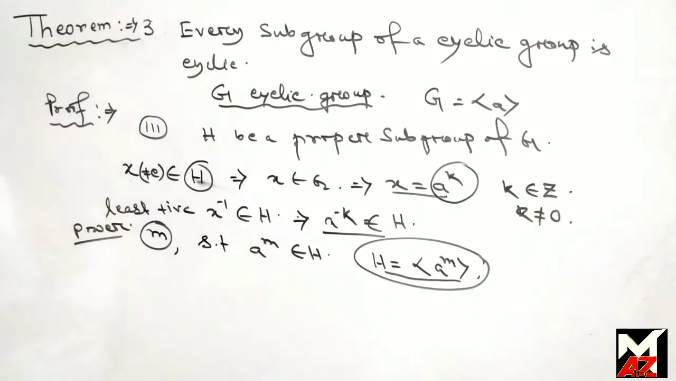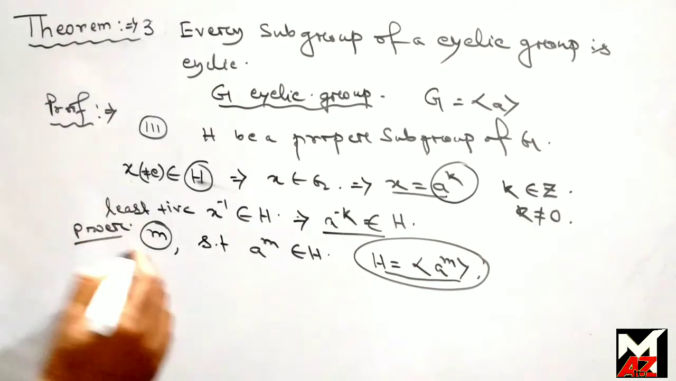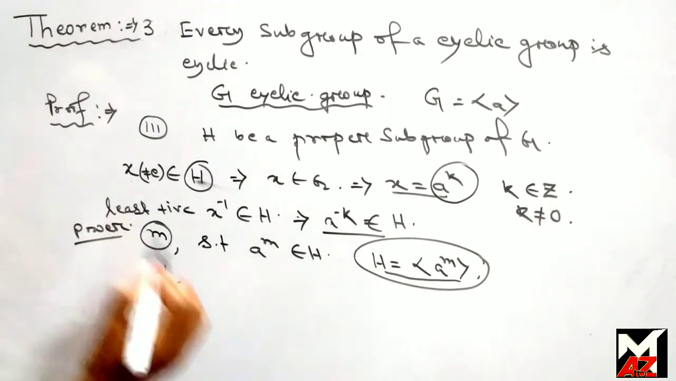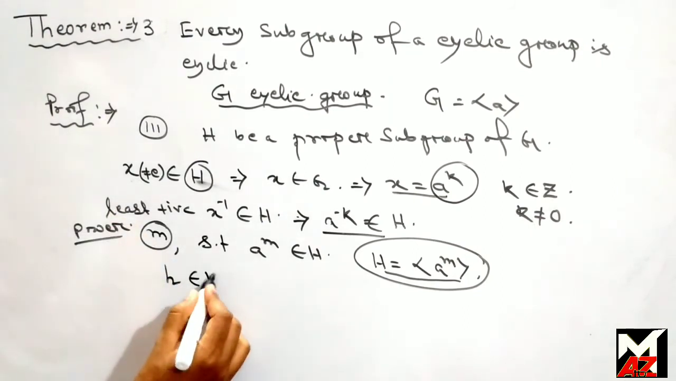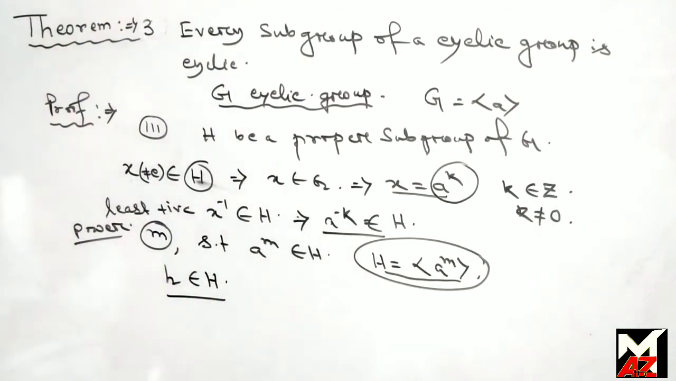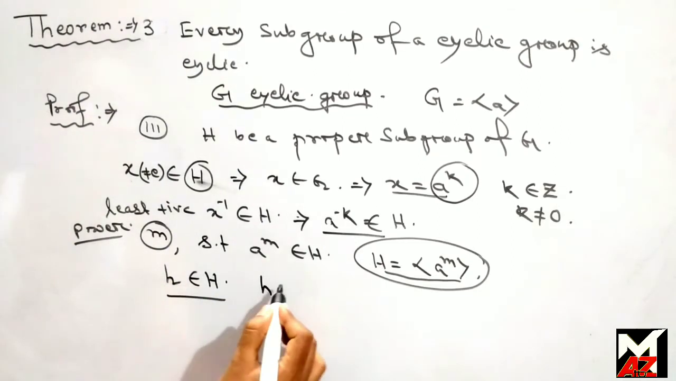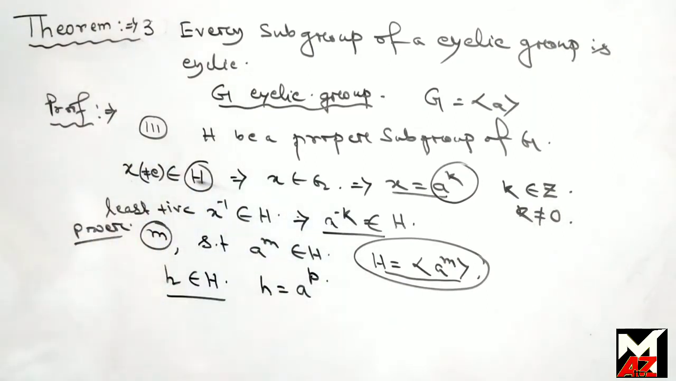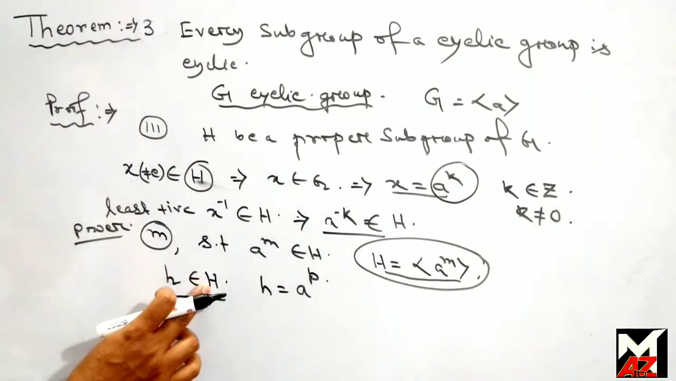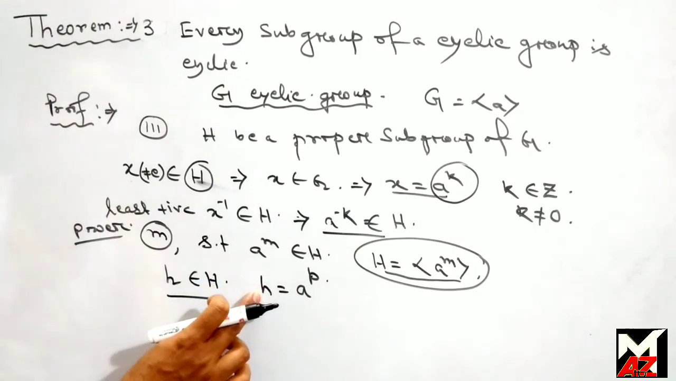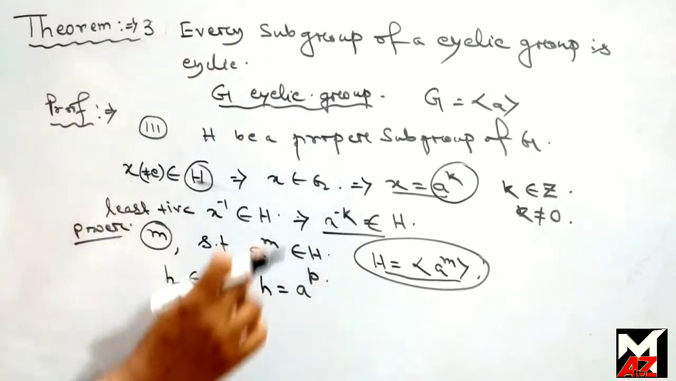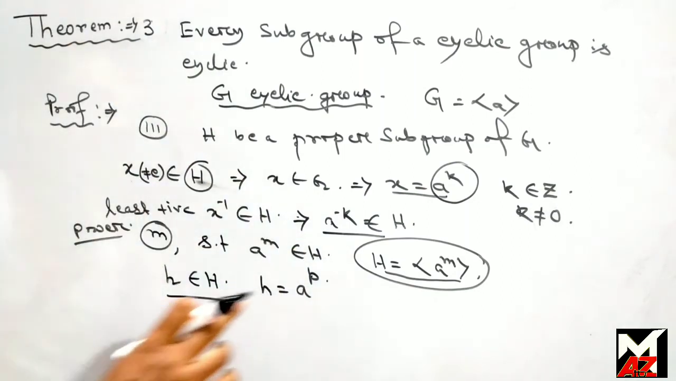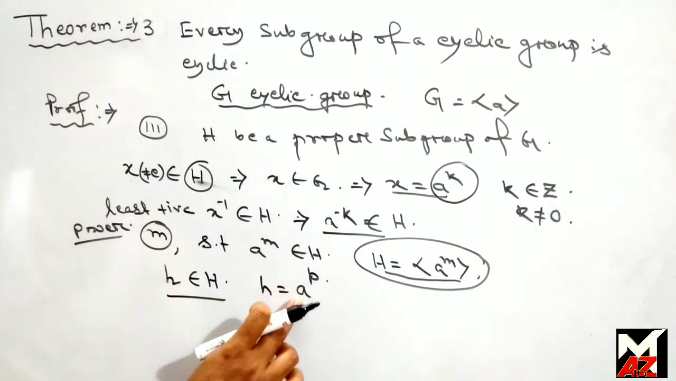Now we take any element, like h, which belongs to H. So this h can be written as a to the power P, because h belongs to H and H must belong to G, so h is also a power of a. That is, we take h is equal to a to the power P.